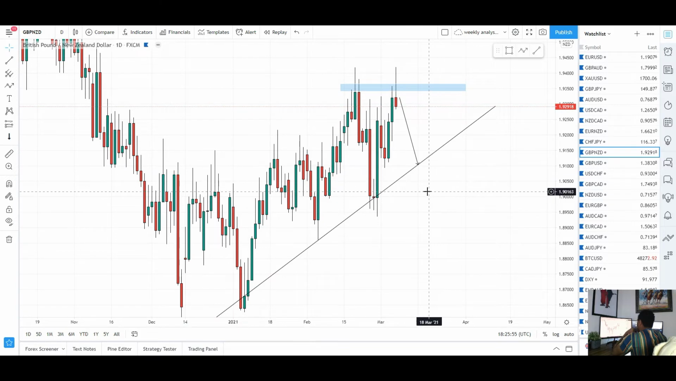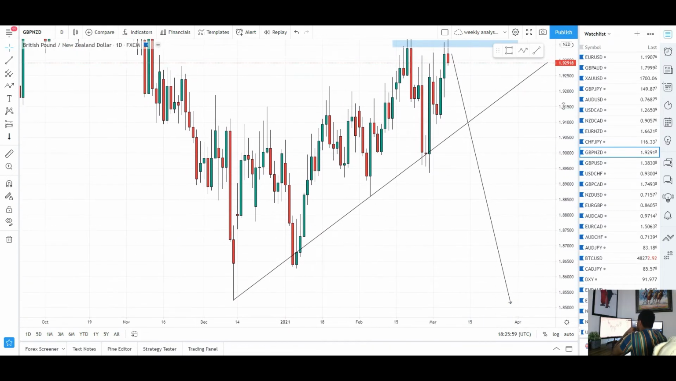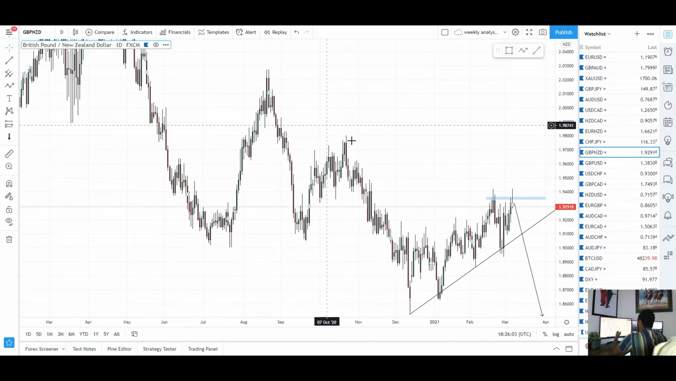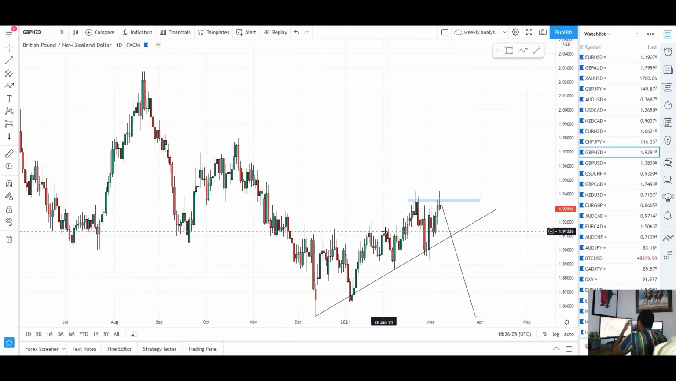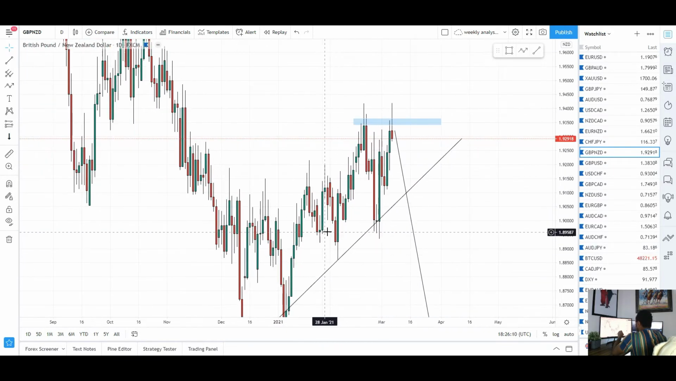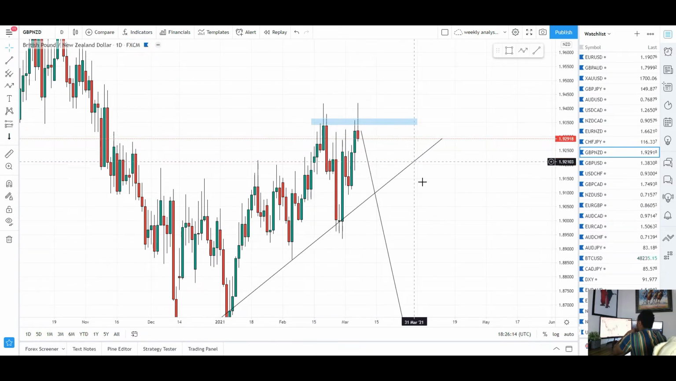A break of that trend line, however, could actually take us all the way back down to lows, because GBP NZD, you can see, is a bearish market here on the higher time frames. We've got lower lows and lower highs in the market, so we are still bearish, and this is a retrace in the market. So could see that retrace continue a little bit further, but it does look like we're finding a bit of resistance now in the market.